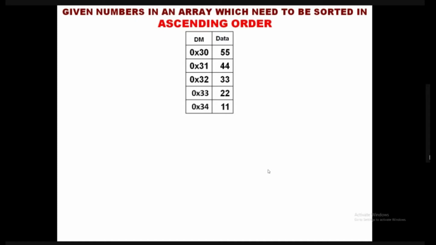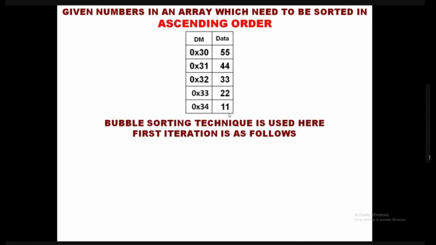So our objective is to sort these numbers in ascending order, like 11, 22, 33, 44, 55, in the same location. That's very important. The same location from 30 to 34. These numbers need to be sorted in ascending order. Okay, so for that we are using the bubble sorting algorithm.